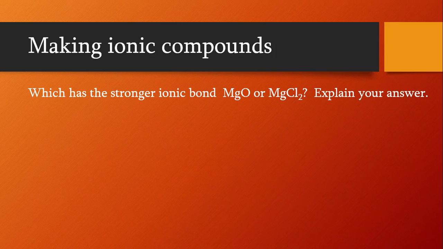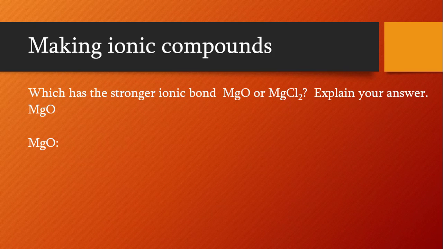So here's one for you. Which has the stronger ionic bond, magnesium oxide or magnesium chloride? Explain your answer, and remember, explain means give the reasons. Stop, figure it out, come back, we'll go through it. Go. And the correct answer is magnesium oxide.